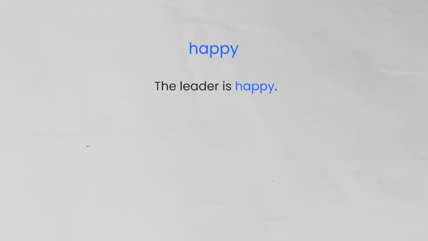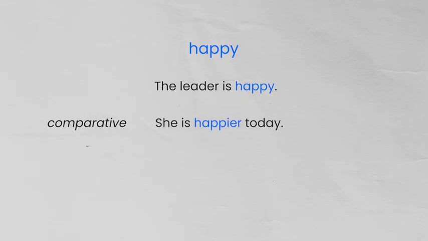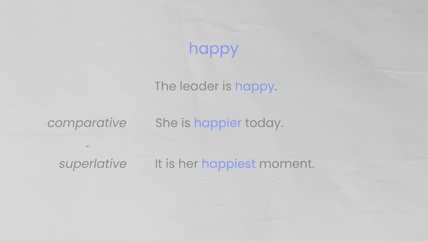Some longer adjectives ending in Y often change by replacing Y with IER for the comparative and IEST for the superlative. The leader is happy. Comparative: she is happier today. Superlative: it is her happiest moment.